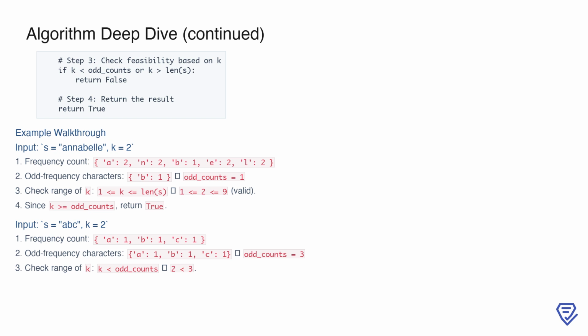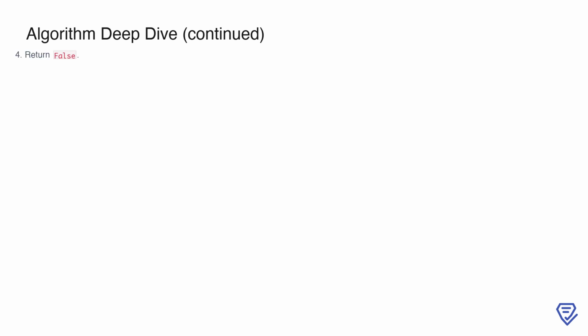This concise implementation highlights the efficiency of the approach, leveraging the character frequency count and a few key logical checks to arrive at the result in linear time. To illustrate the algorithm, let's walk through two examples. In the first example, where S is "Annabelle" and k is 2, the frequency count shows that only one character, b, has an odd frequency.